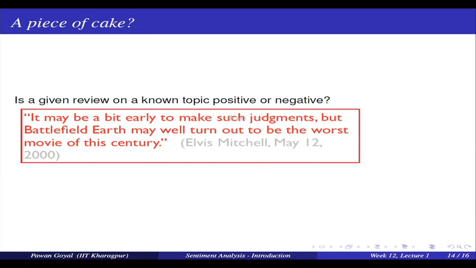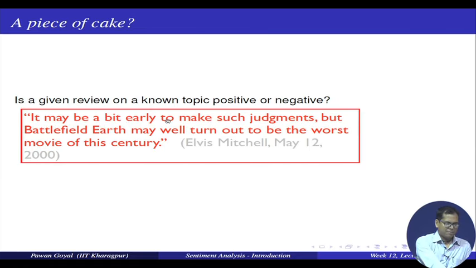So as such, if you talk about sentiment analysis, it looks like a simple problem, right? So let's take this particular review. It may be a bit early to make such judgment, but Battlefield Earth may well turn out to be the worst movie of the century. Okay, so I read this review, and does that look very easy to find out the sentiment? You say, okay, yes, I see the worst movie, and the worst is sufficient to tell me that this is a negative review. So I can immediately assign it a polarity of negative. Okay, looks easy.